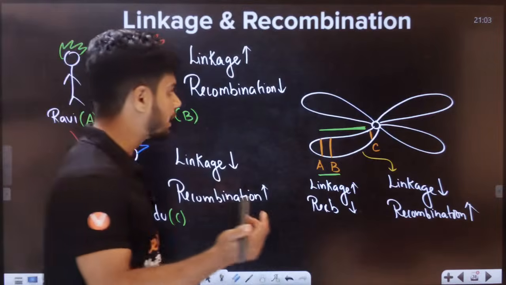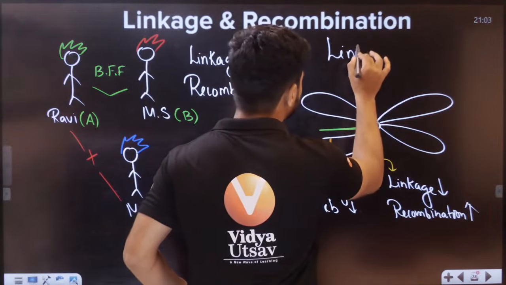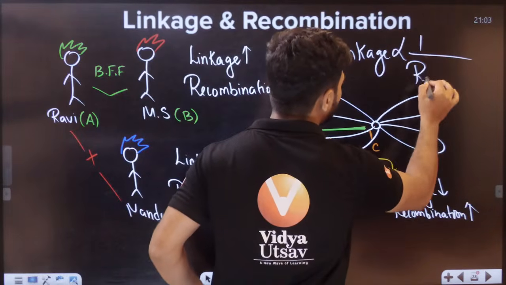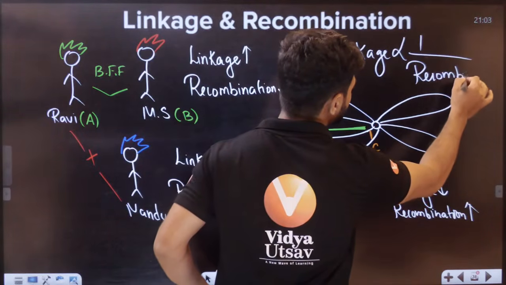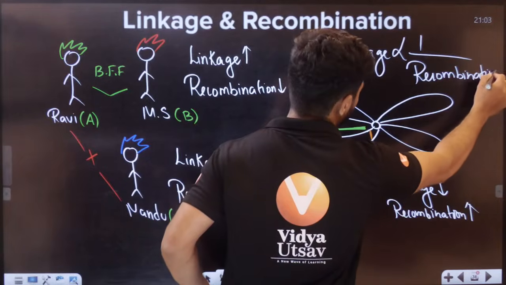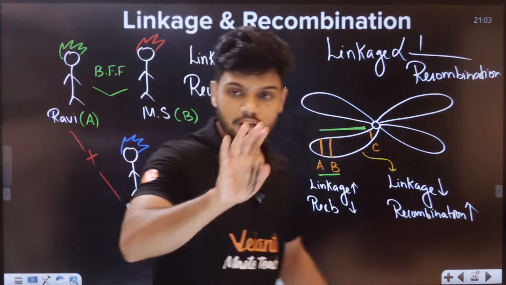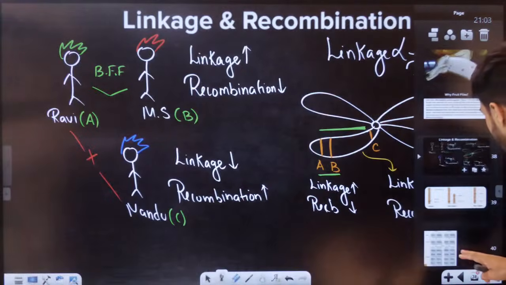So can I tell right now, linkage is inversely proportional to recombination? All of you can agree on this. If linkage is high, recombination is low. Yes or no, students? Now, let me show you one diagram which will help you understand better.